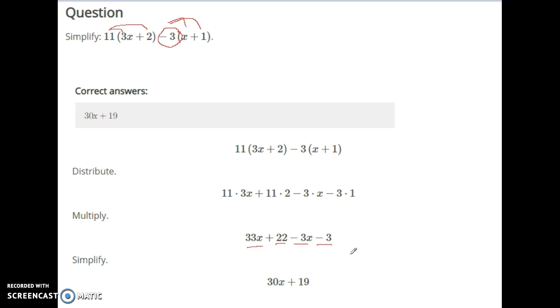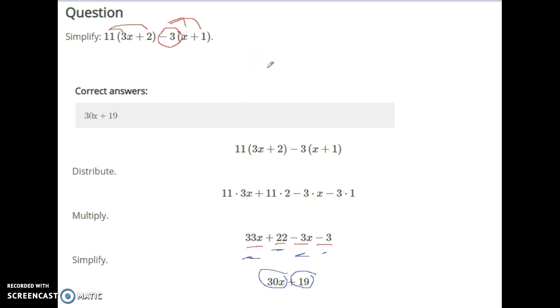And once you've done distribution of both those parentheses, you can now combine the like terms. So 33x minus 3x gives you 30x. And the numbers then 22 minus 3 gives you the 19. And that's your final answer.